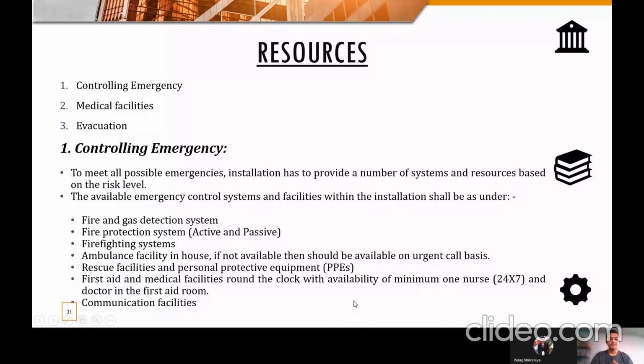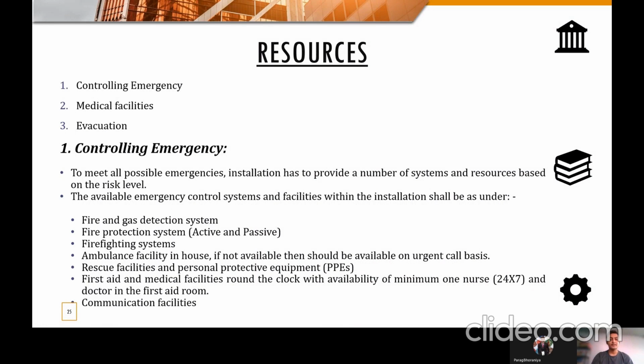Now coming to the resources part. Resources means the facilities or the equipment and the teams that can be utilized in order to mitigate or evacuate the personnel from a particular emergency and disaster situation. And they are presented here. First is controlling the emergency, second is medical facilities, and third is evacuations.